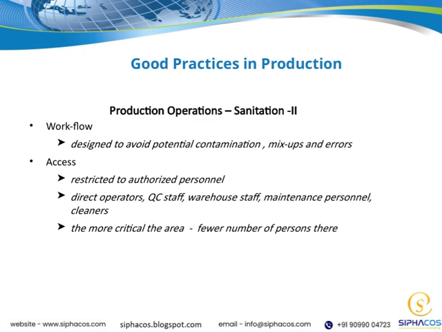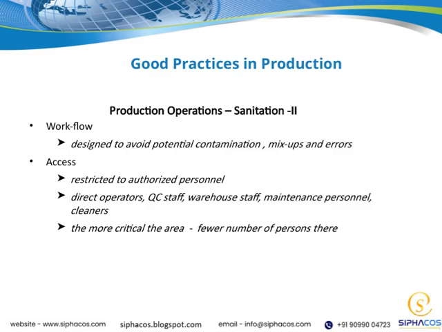Access to these areas is strictly restricted to authorized personnel only. This includes direct operators, quality control staff, warehouse personnel, maintenance teams, and cleaners. Limiting access helps us control who enters sensitive zones, reducing the risk of contamination. And as a rule of thumb, the more critical the area, the fewer people should be present. This minimizes the chances of introducing any contaminants or causing disruptions.